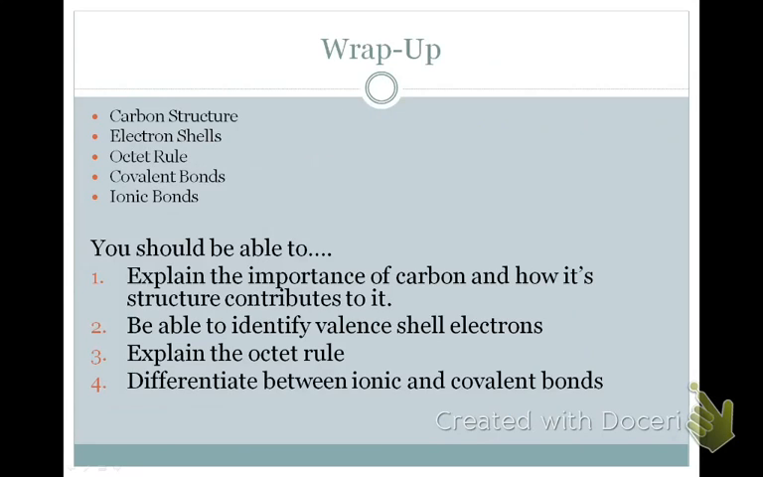So here's our wrap-up of everything we've gone over. We had carbon structure, electron shells, octet rule, covalent bonds, ionic bonds. You should be able to explain the importance of carbon and how its structure contributes to it, be able to identify valence shell electrons, explain the octet rule, differentiate between ionic and covalent bonds.